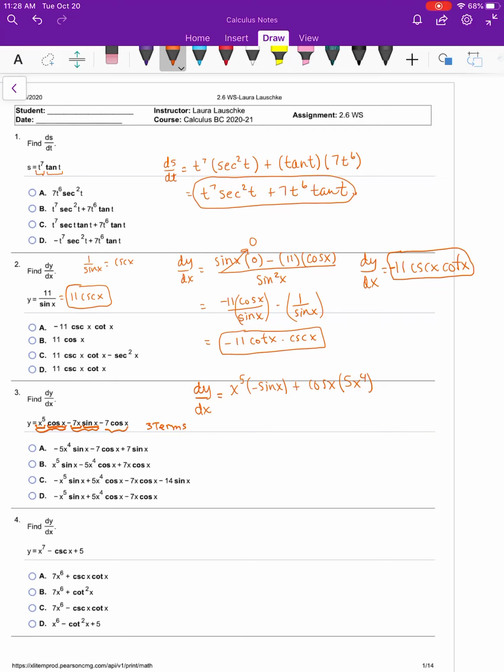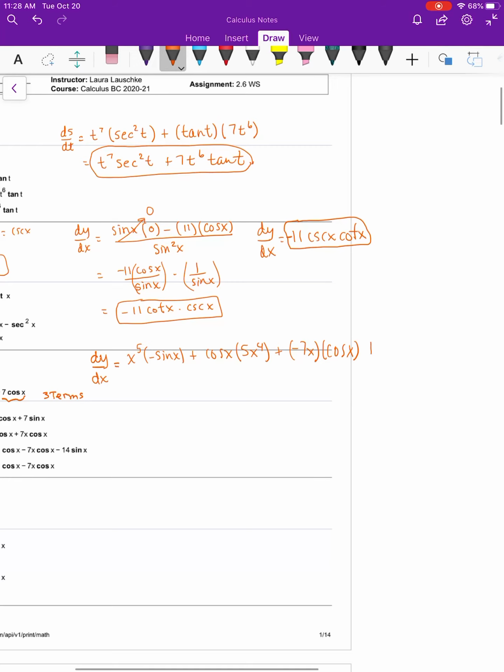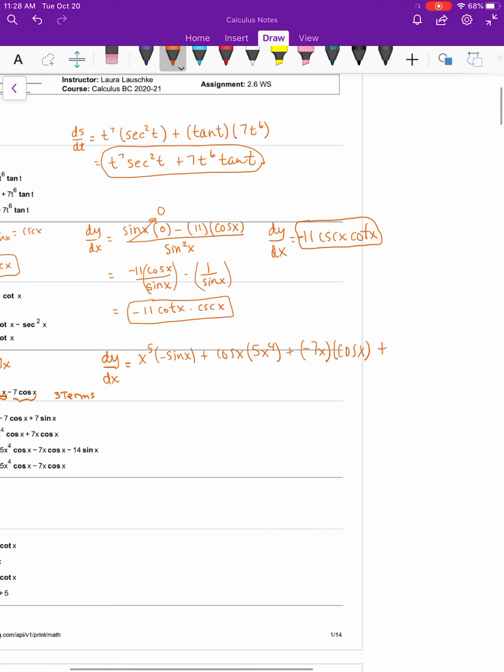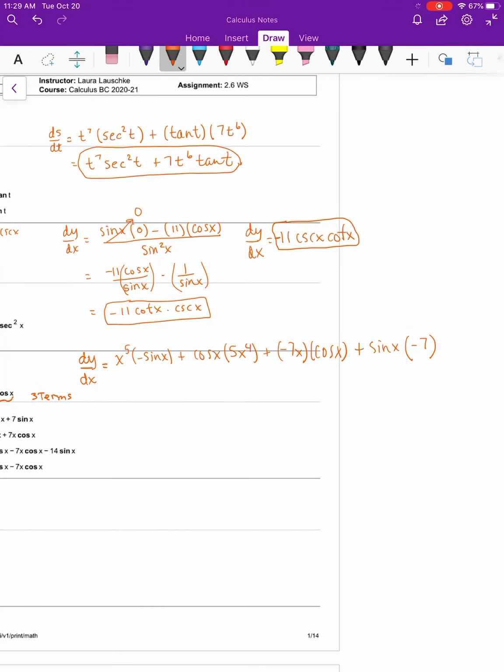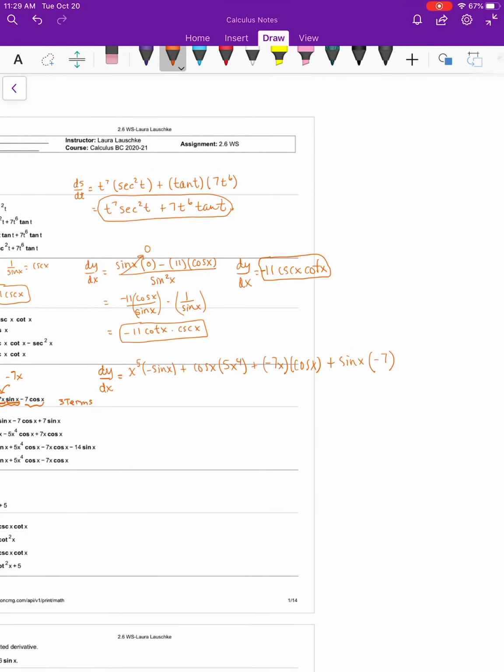And now my second term, I'm just going to say plus, because I know I'm going to do product rule, but I want my first function here to be negative 7x, okay? So I've got my first times the derivative of the second plus second times the derivative of my first. So the derivative of my first, negative 7x, would be negative 7. Now, I've only got one left, this negative 7 cosine, so negative 7 times the derivative of cosine, which is negative sine. Okay, so now I just need to simplify.